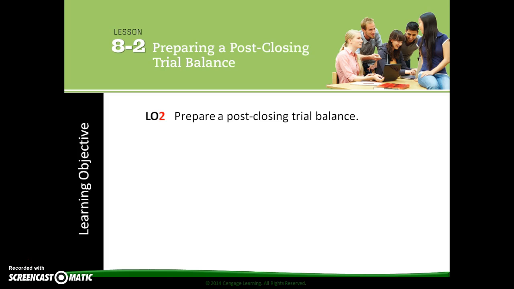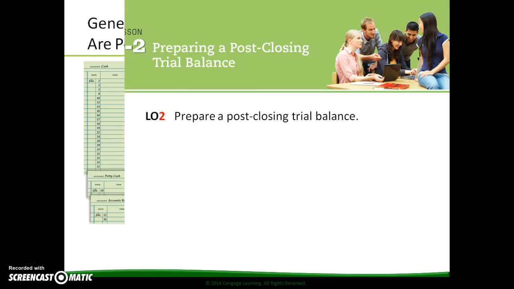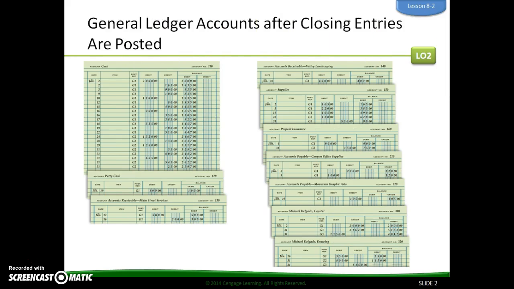So what we're going to be looking at in this section of the chapter, it starts on page 223. We're actually going to be looking at all of the general ledger accounts after the closing entries have been posted, and that's what we're looking at. Now, I know it's fairly tough to see them on this slide, but you can see them much easier if you look on page 223, 224, 225, and they carry over a little bit even into 226.